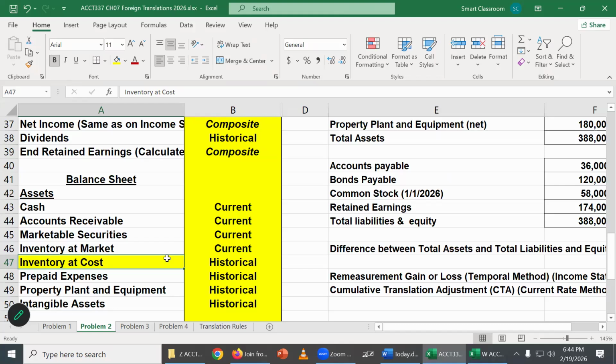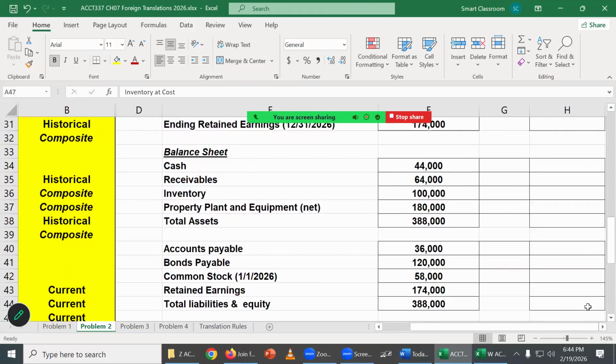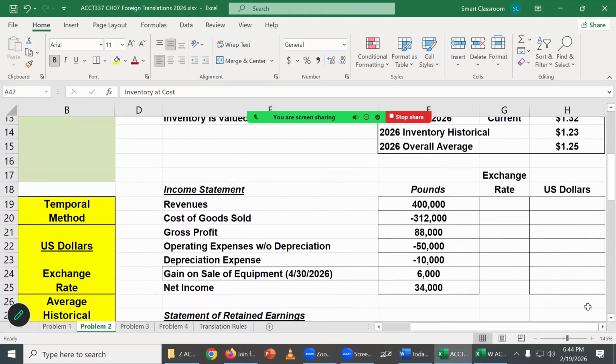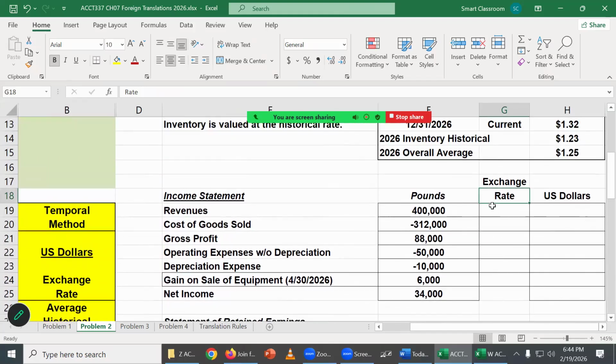So you actually have to split your inventory up between those things that are cost or net realizable value. The net realizable value would go in at the current rate. We're just going to combine, we're going to say everything's at the historical rate just to make it a little easier, but it could actually have two different rates for that. Okay, so anyway, let's go ahead and see.